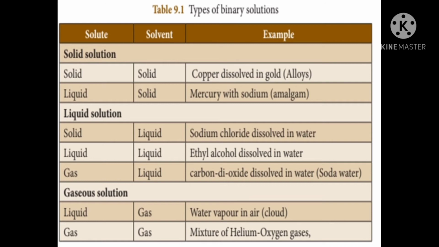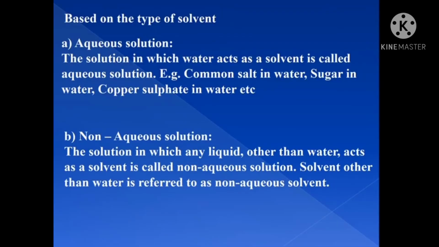Binary solution means that it consists of two components. One is the solvent, another one is the solute. Next type is based on the type of solvent. As you are well aware, water is called a universal solvent. Why is that called a universal solvent? Because most of the substances are easily soluble in water. Only then is it called a universal solvent.